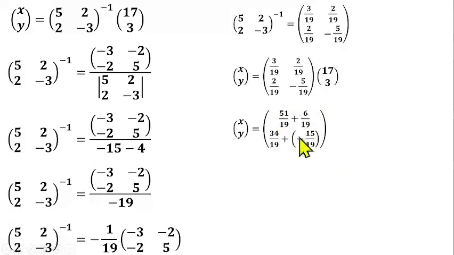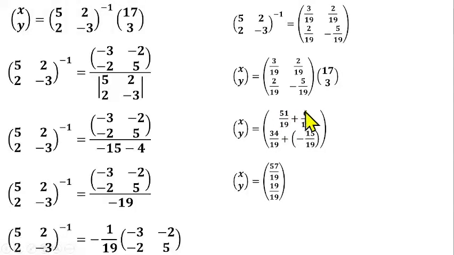Here you're having a column matrix as well. This is a column matrix. Everything here represents the first row, first column. Everything here represents the second row, first column as well. So this is a column matrix as well, just like what you're having here. So if you simplify it by finding the LCM, this is 19.